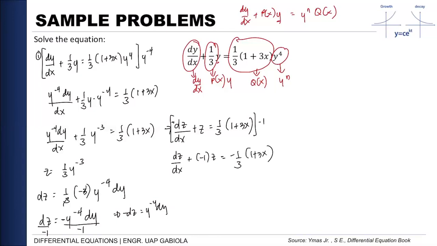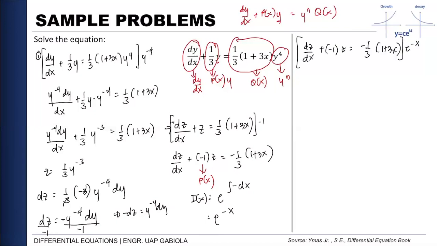So this is our P of x for the integrating factor. So the integrating factor is e raised to the integral of negative dx, or e raised to negative x. That is what we multiply to our linear z equation. So we have dz over dx plus negative 1z equals negative 1/3 (1 plus 3x). Multiply by e negative x, and dx also, so that the dx disappears.